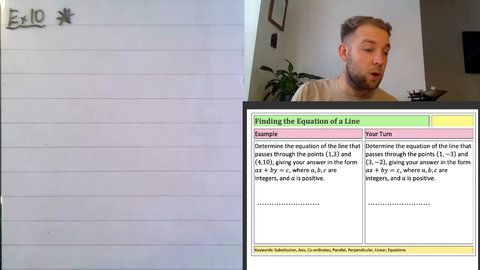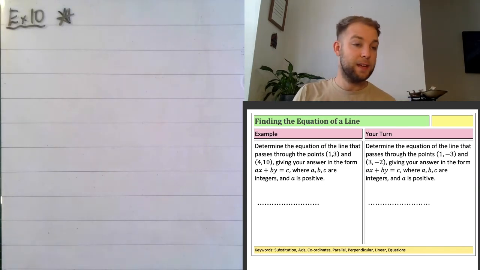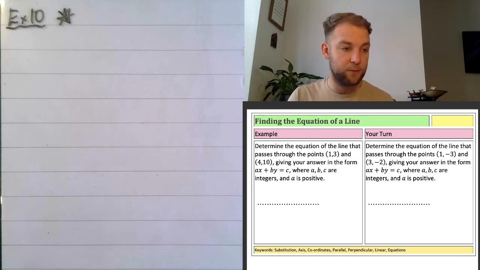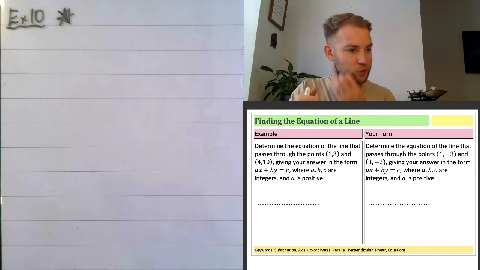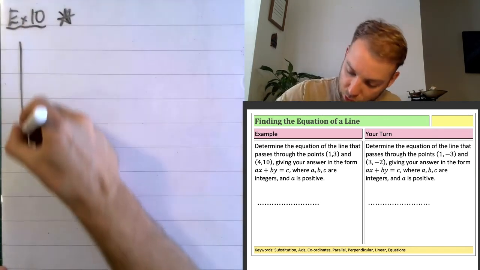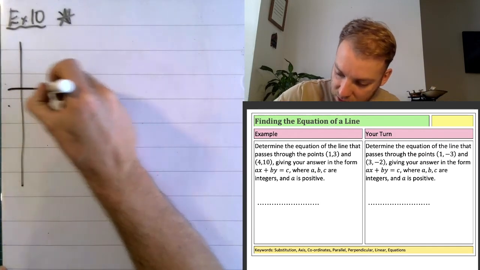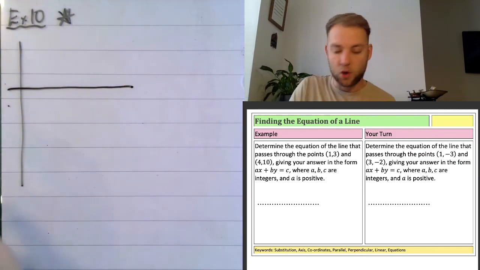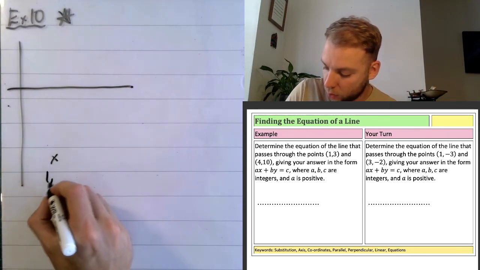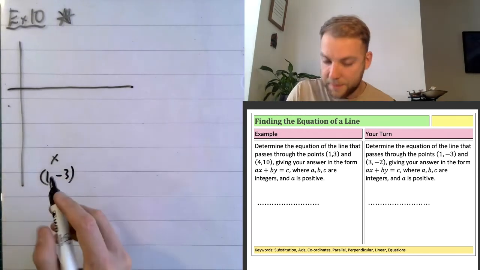Okay, so let's have a look at this one on the right together then. So again, we've got 2 points, so I know I need to find my gradient, so I'm going to have to draw my graph. It's going to be 1, negative 3, and 3, minus 2. So everything is on the right and down, so I need to draw a graph or a sketch of a graph, which looks a bit like this. So 1, negative 3, so 1 across, minus 3 down. So 1 comma negative 3, which is there.